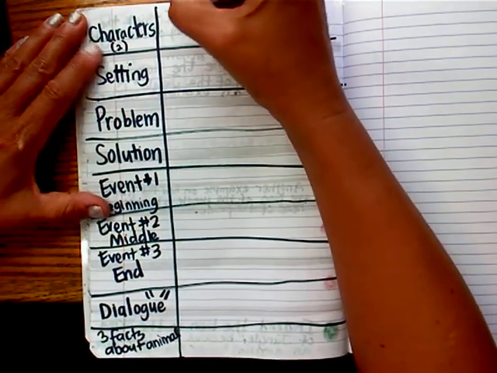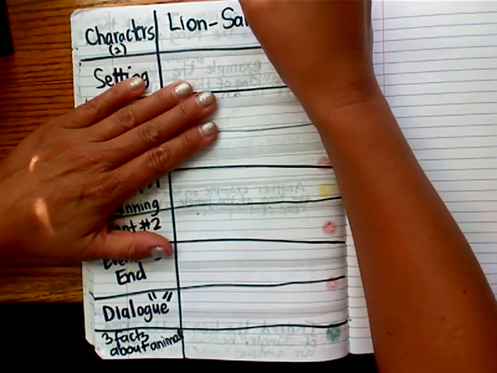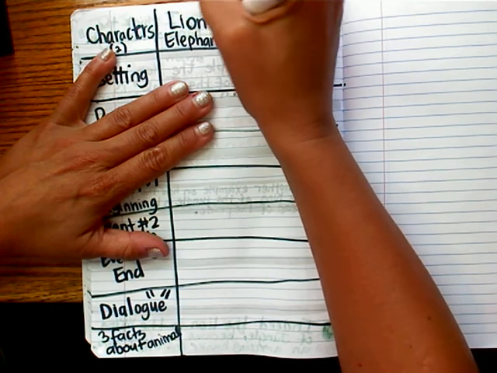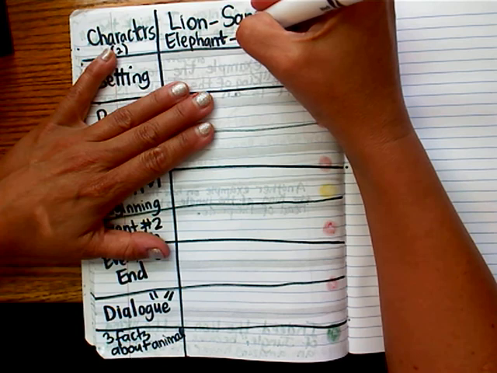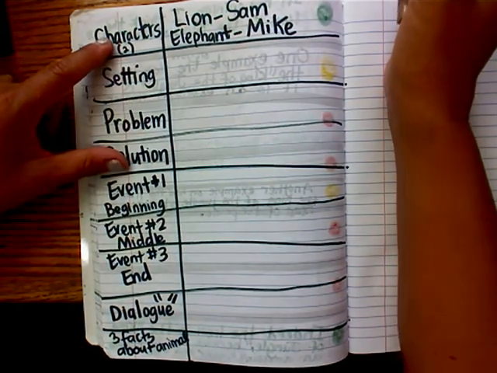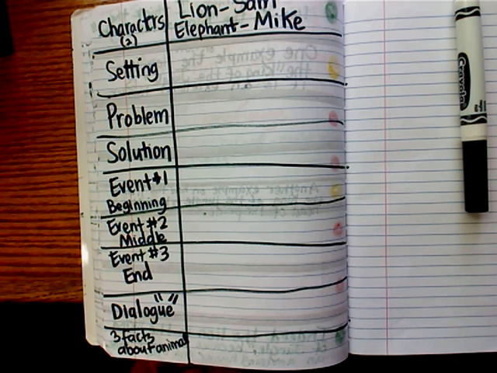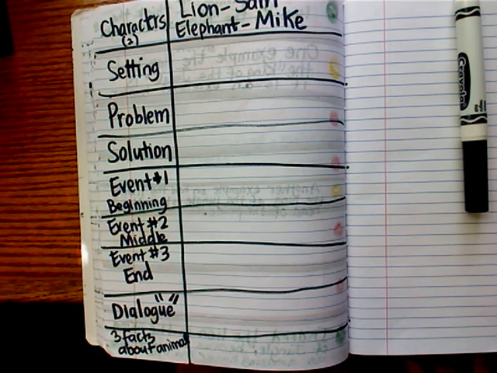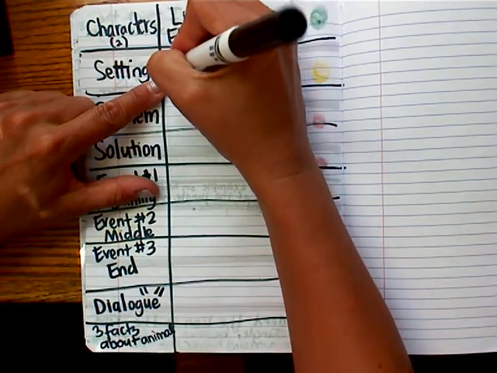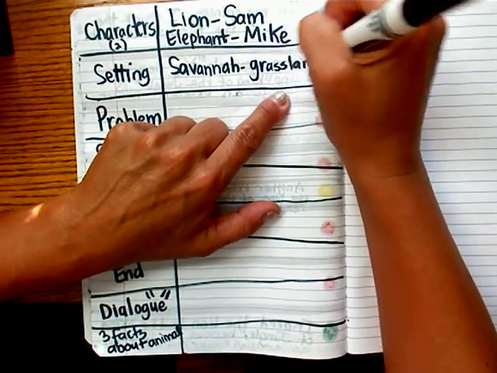Okay? Okay, so I have a lion, and his name is going to be Sam. Okay? And then I have an elephant, and his name is going to be Mike. Okay, those are my 2 characters. So you fill out your 2 characters and then you pause the video. Okay, all right. Now, a lion does not live in the jungle, right? Where does a lion live? It lives in the savannah. That's right. And so I'm going to put the setting is going to take place in a savannah or a grassland, shall I say. Okay, that's where the story's going to be placed.